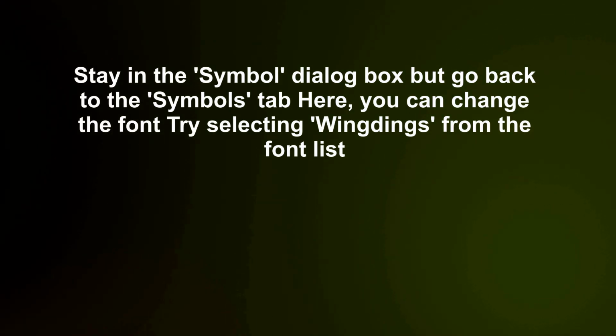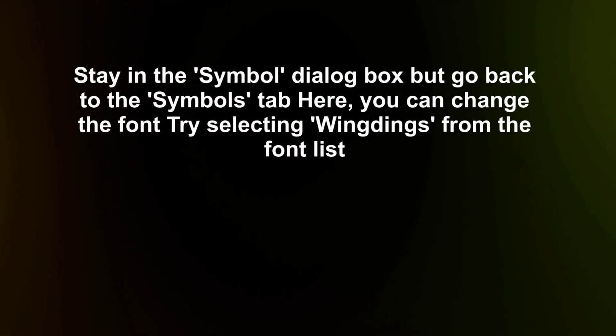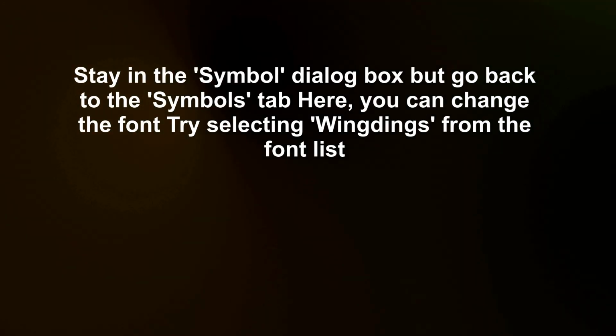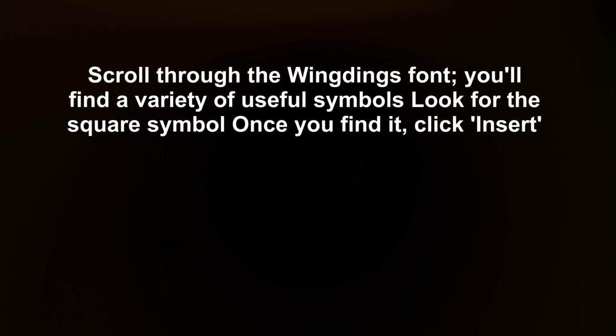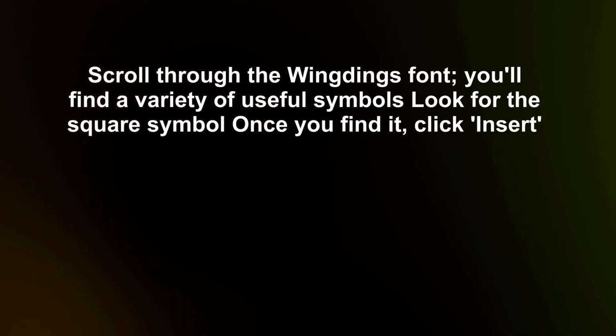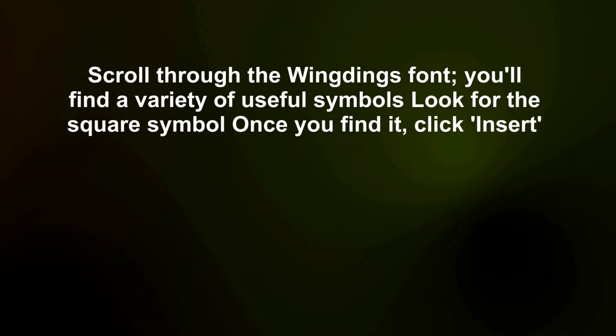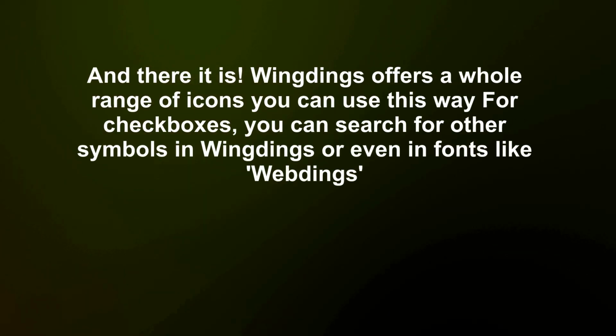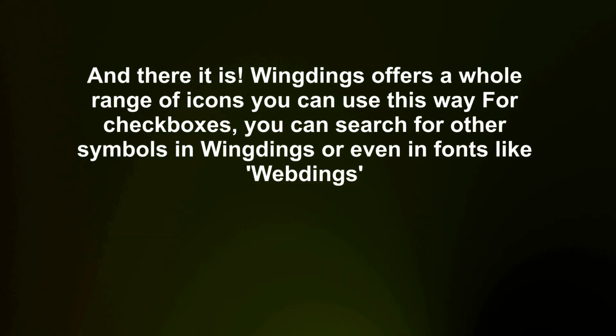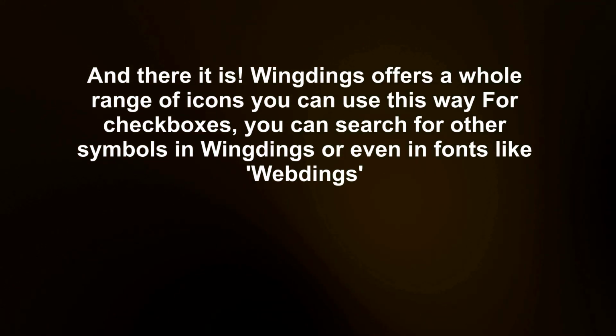Now, let's look at another method, using the extensive symbol library. Stay in the Symbol dialog box but go back to the Symbols tab here. You can change the font. Try selecting Wingdings from the font list. Scroll through the Wingdings font. You'll find a variety of useful symbols. Look for the square symbol. Once you find it, click Insert. And there it is. Wingdings offers a whole range of icons you can use this way for checkboxes.